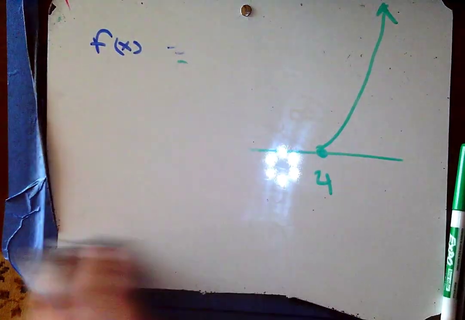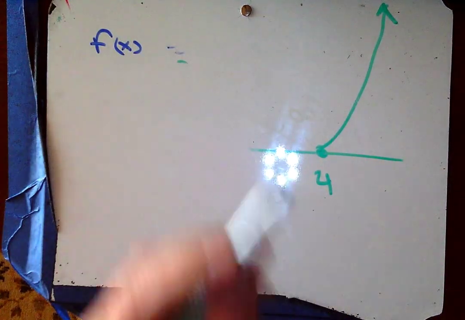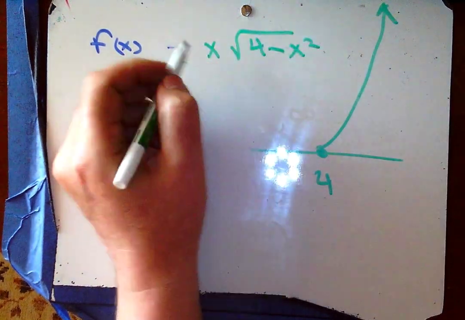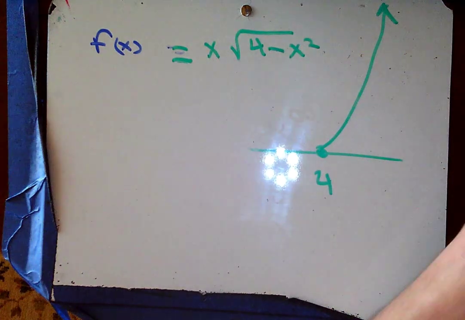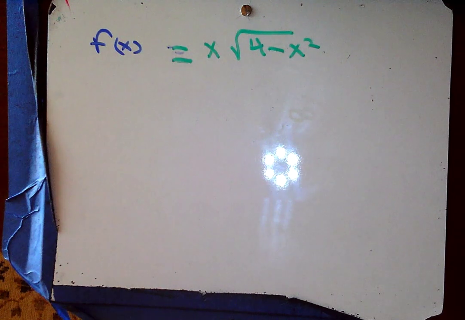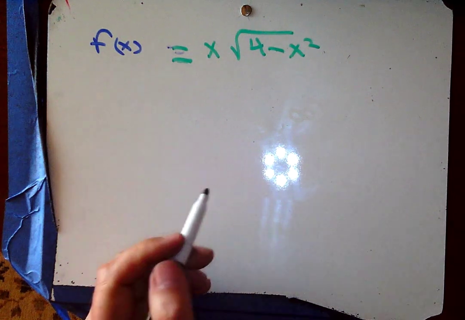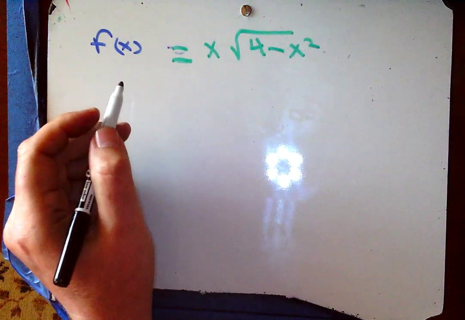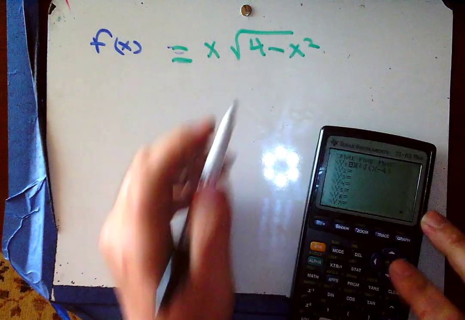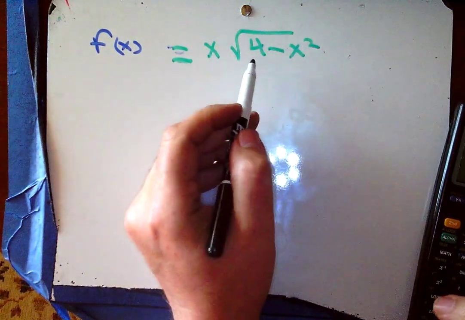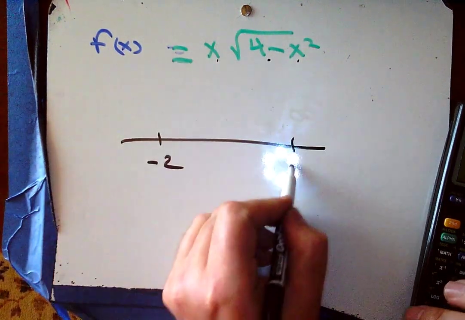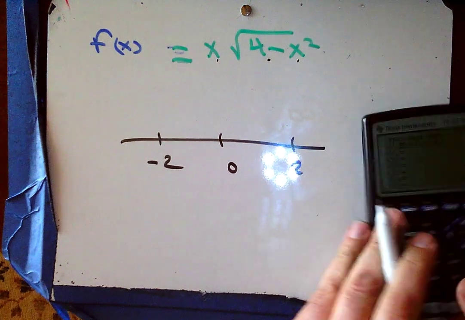and we do x times square root of 4 minus x squared. Okay, give that one a try. And then I think we'll call it a lesson. Welcome back. Okay, so I need to get this graphed in my calculator. I feel like I can graph this because I know it has zeros at 0 and at plus and minus 2. But you may not be comfortable with that.